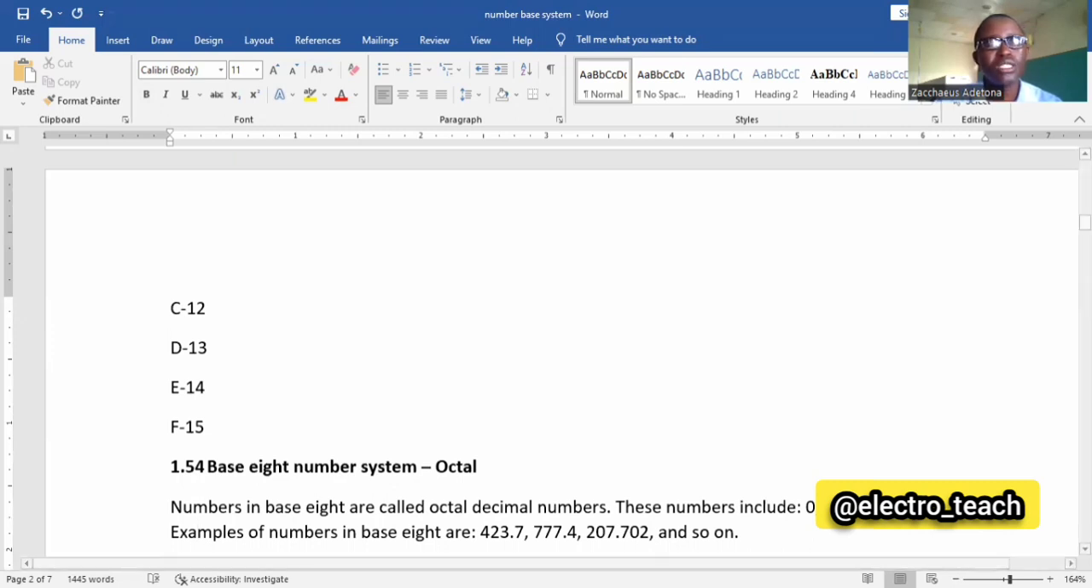Let's look at another one, which is base 8. Base 8 number system is the octal.